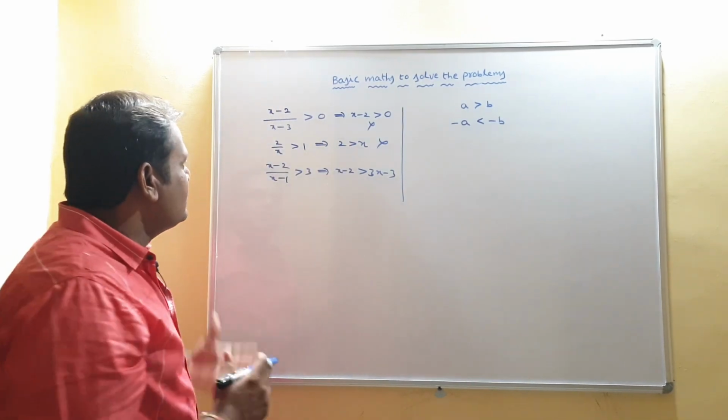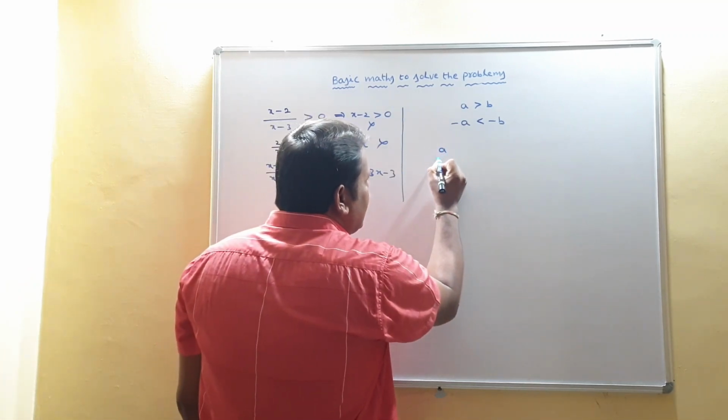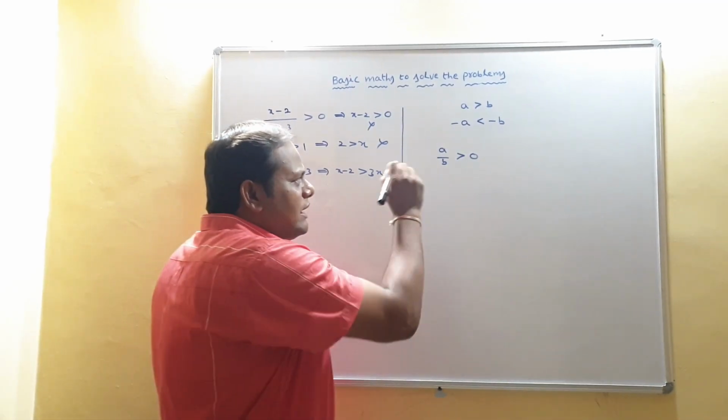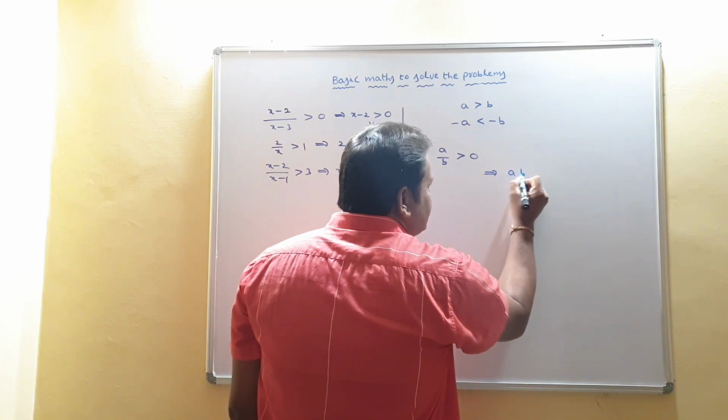So here, what do we have to do for this? Suppose it is a by b greater than 0. If a by b is greater than 0, simply you take a into b greater than 0.